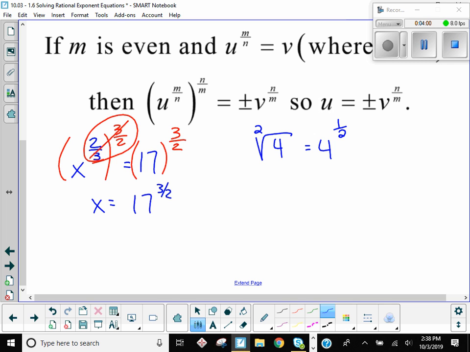If I had the cube root of 8, how could I rewrite that with a fraction for an exponent? What would I write? 8 to the 1/3, okay, and so forth and so on.